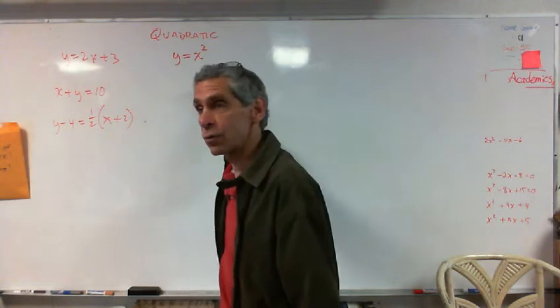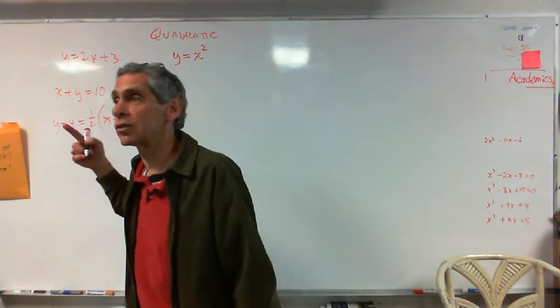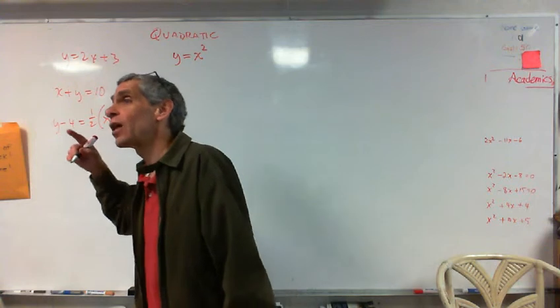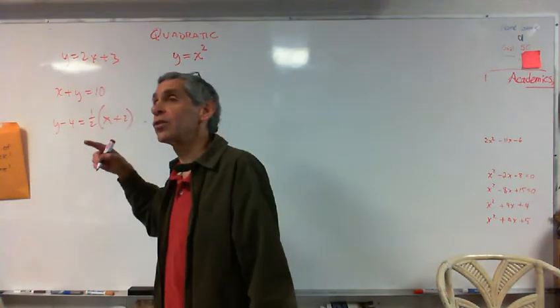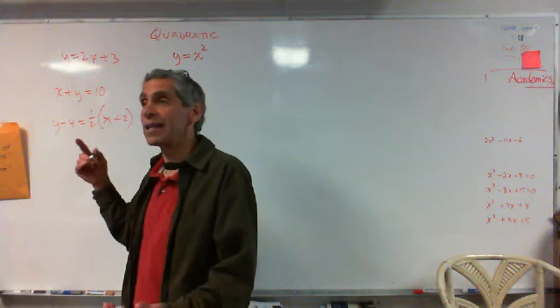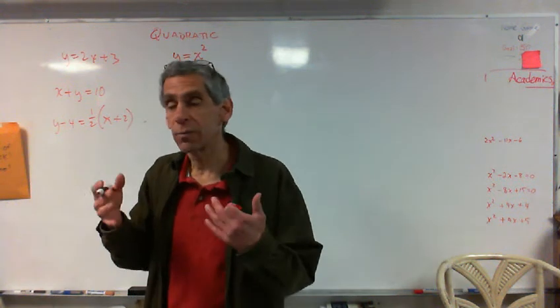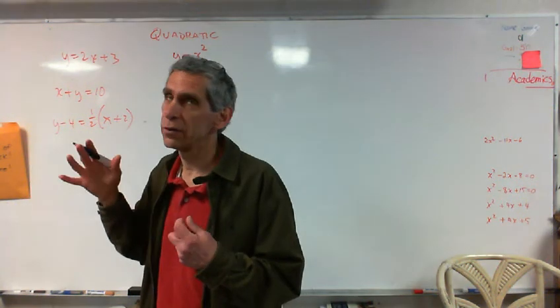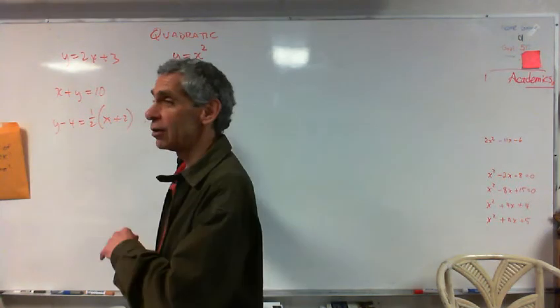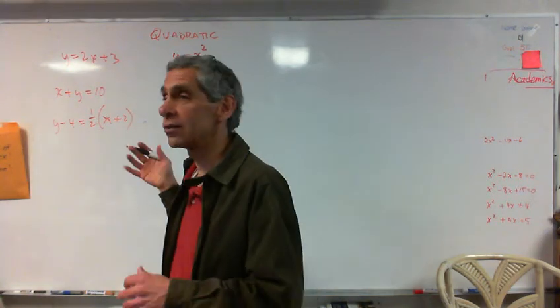If it has y is equal to x squared, or y equals 2x squared, or y equals 10x squared, or y equals x squared plus 2x, or x squared plus 2x plus 3, or x squared plus 5x minus 1, anything with an x squared in it pretty much is going to be a parabola. Well, there's some exceptions, but if it's just a y equals, and then you have an x squared plus something, it's going to be a parabola.